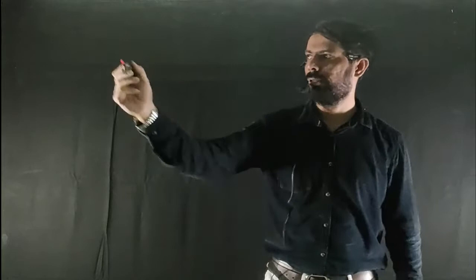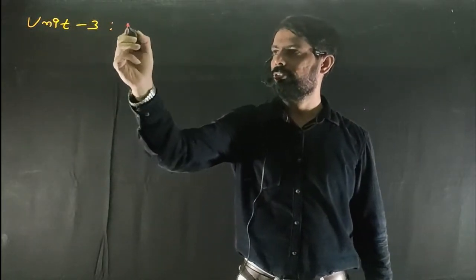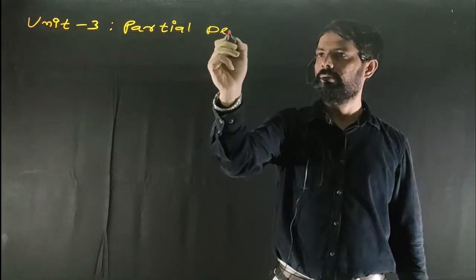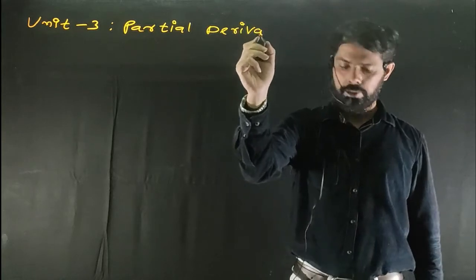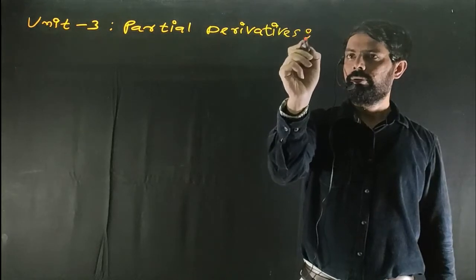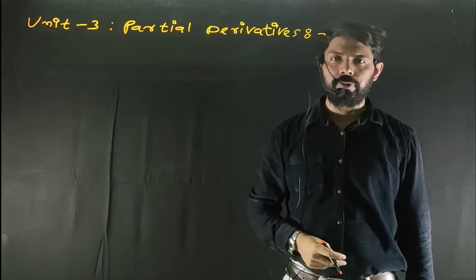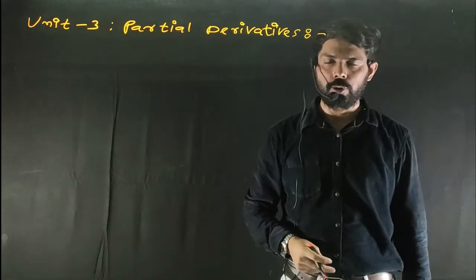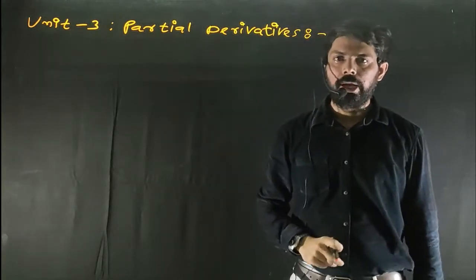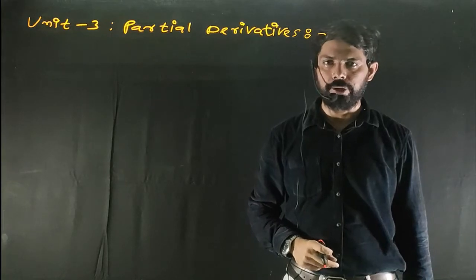Today we will discuss Unit 3, that is partial derivatives. So what is partial derivative? Whenever a function is of two variables or more than two variables, then we will use partial derivative. And whenever a function is of one variable, then we will use ordinary derivative.